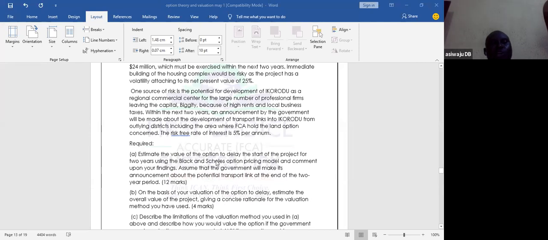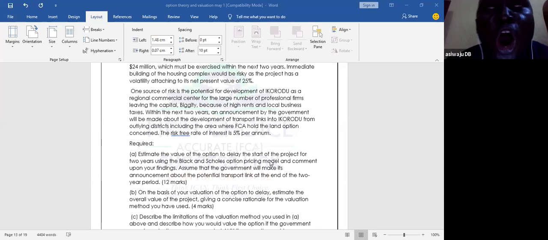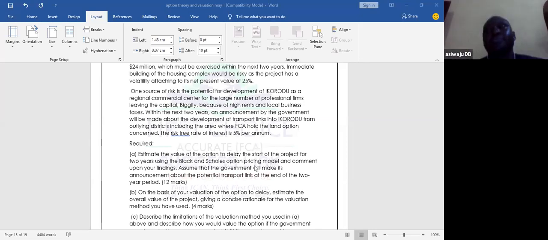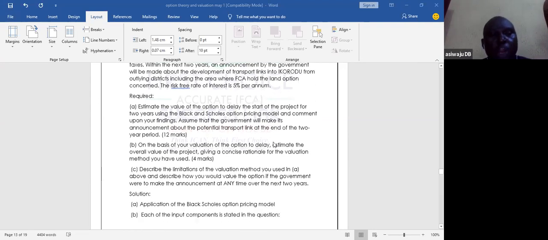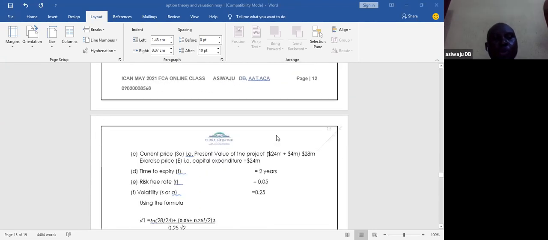Estimate the value of the call option to delay the start of the project for 2 years using the Black-Scholes option pricing model and comment on your findings. Quickly, you know that to value option to delay, it is treated as a call option contract. Let me go to the solution.